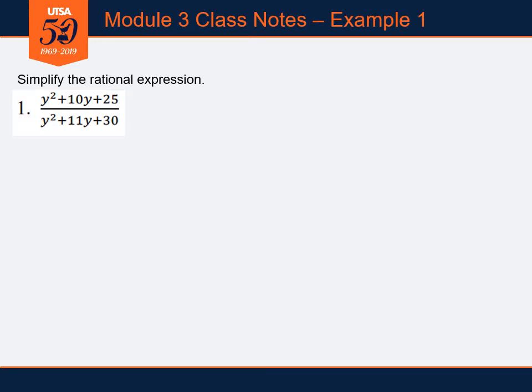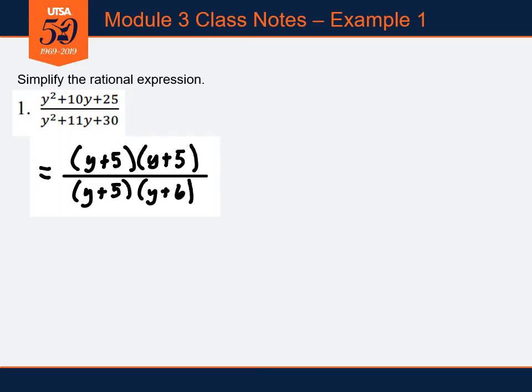And a lot of what we do in this module and the next with rational functions is going to involve factoring. We talked about factoring in Module R, so if you need to go back and review your factoring from Module R and ask in the tutoring lab or one of my live sessions, then I highly recommend it. Here, if you factor the numerator and factor the denominator separately, you should get y plus 5 times y plus 5 in the numerator and y plus 5 times y plus 6 in the denominator.